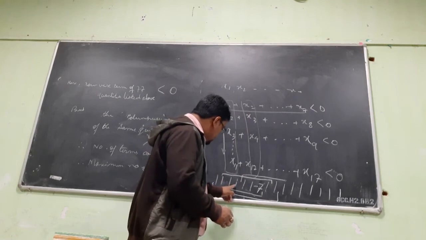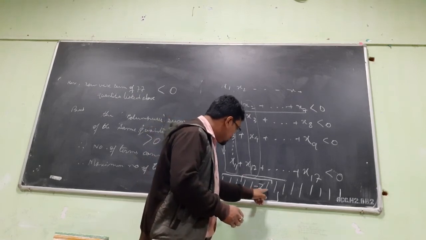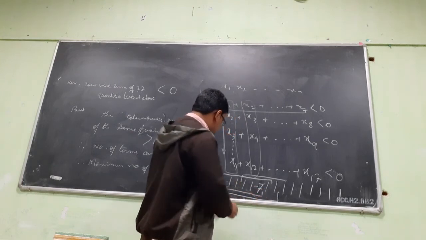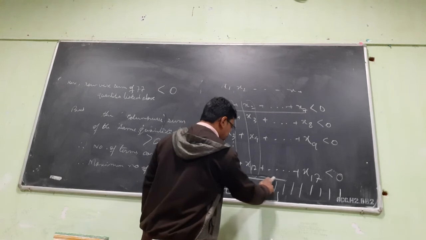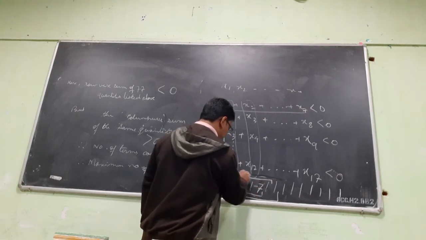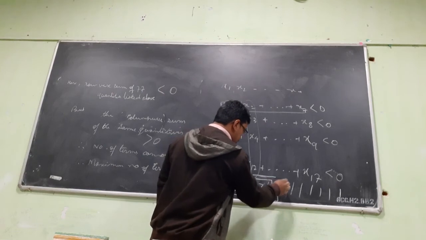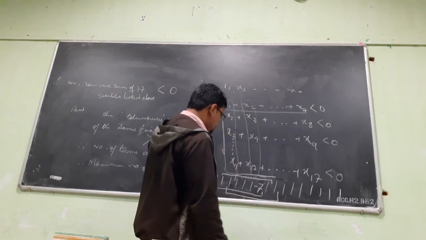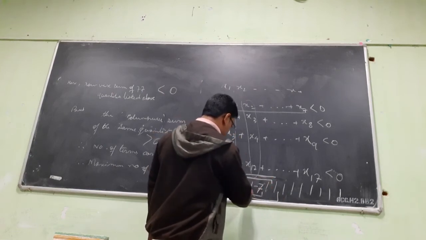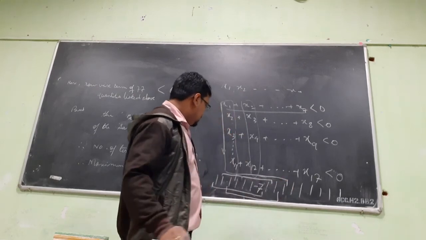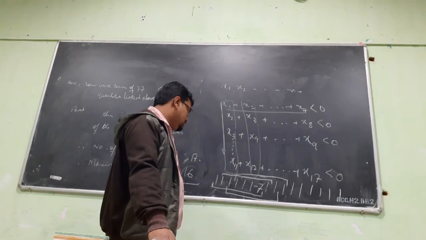This one starts from 1, 2, 3, 4, 5, 6, 7. Okay. Now next will be from here. From 1, 2, 3, 4, 5, 6, 7. 1, 2, 3, 4, 5, 6, 7, 8. So up to this, no problem.